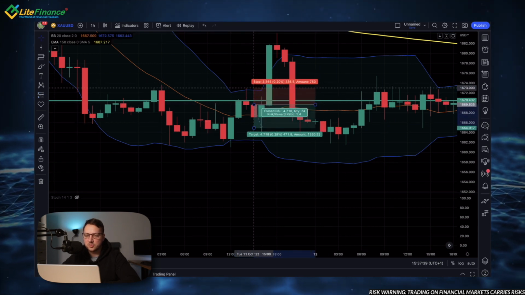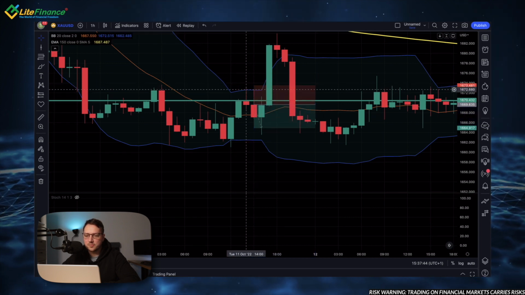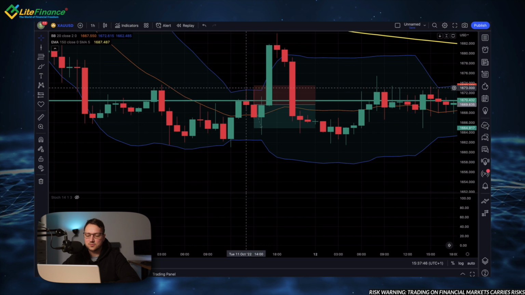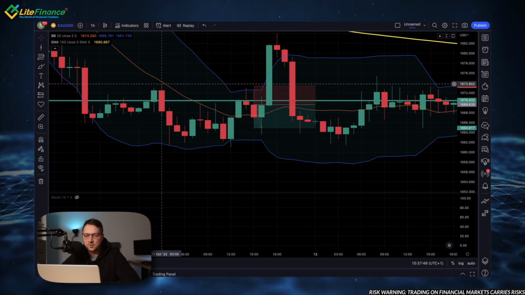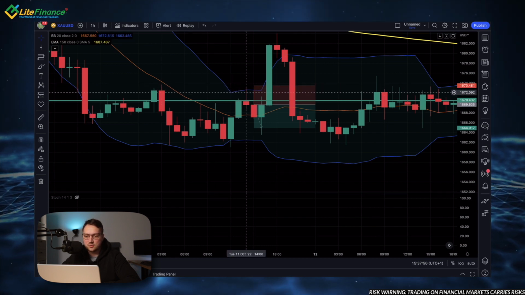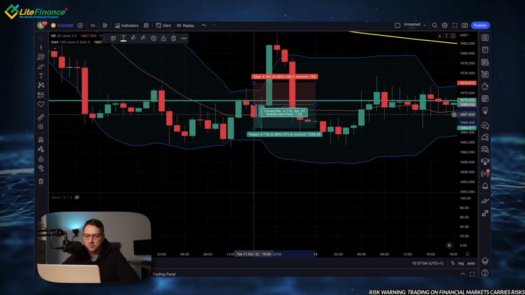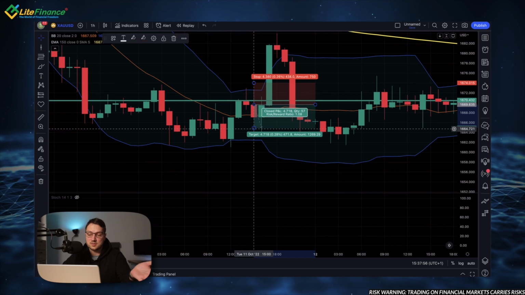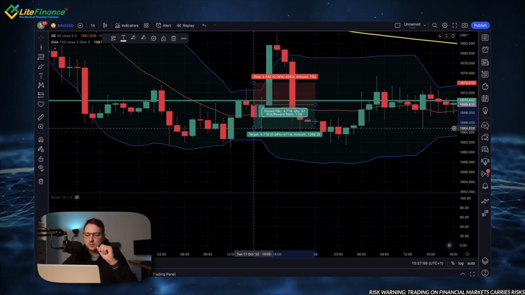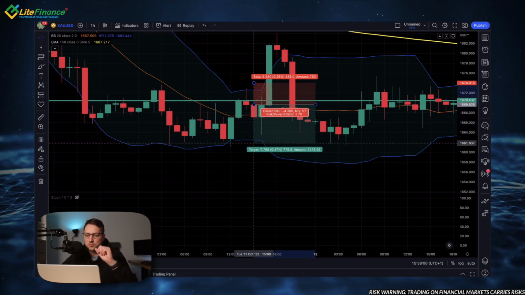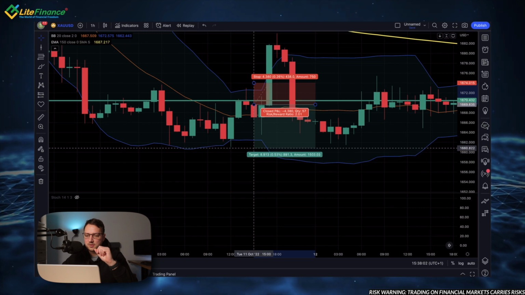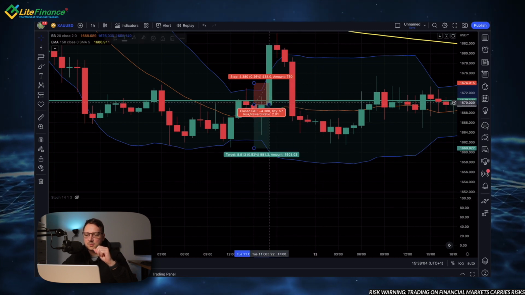Our stop loss would be a couple pips above the recent high. So we have this candle over here, and let's say the stop can be this level right here. And as always, we are using a minimum 2-to-1 risk reward ratio. So you can see right here, this trade would not work.